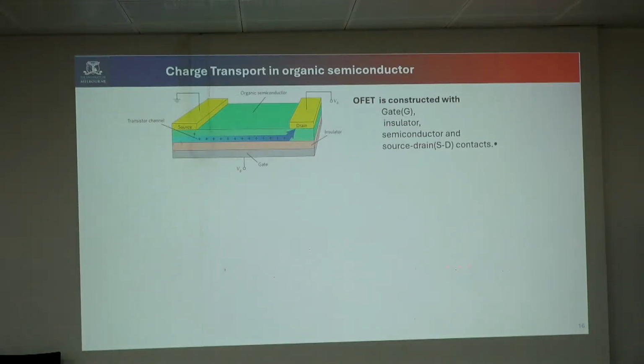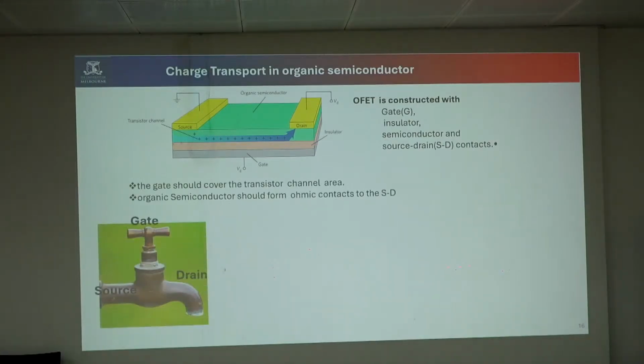This is a simple OFET device, organic field effect transistor. I think most of you know how a transistor works, emitter, base, collector. In a field effect transistor, what is given is called source, drain, and gate. It's not emitter, base, collector. You can call it gate, source, and drain. The charge transport path is going from source to drain.